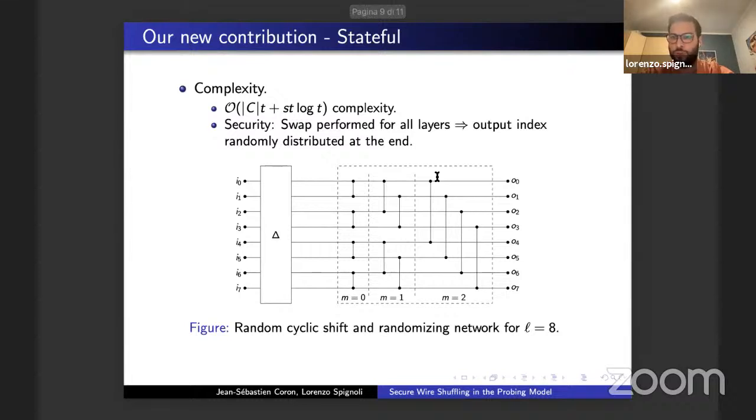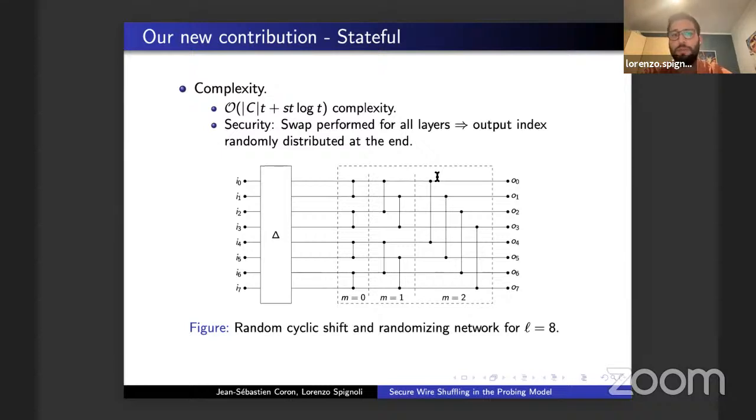As a final contribution, we also provided a construction for the stateful model, where essentially we treat every memory cell as passing through a classical cyclic shift. As the picture is showing you, this randomizing network makes us save a quadratic factor in the overall complexity. In fact, for every memory cell, the time complexity will again be T log T.